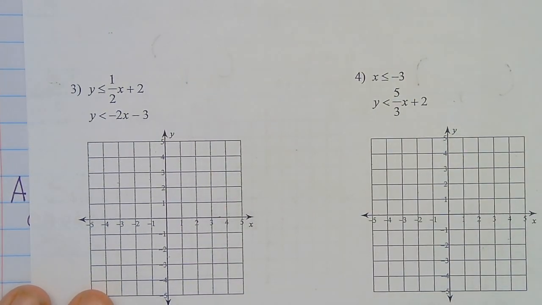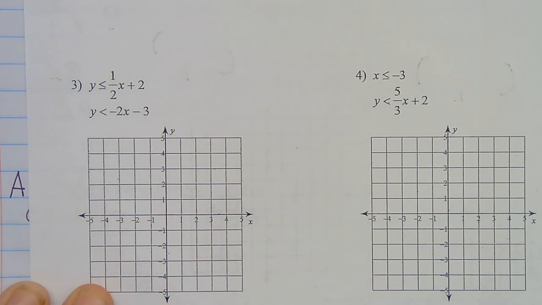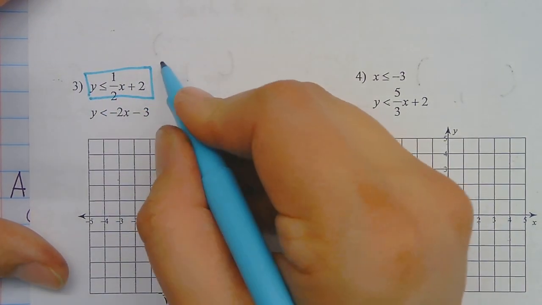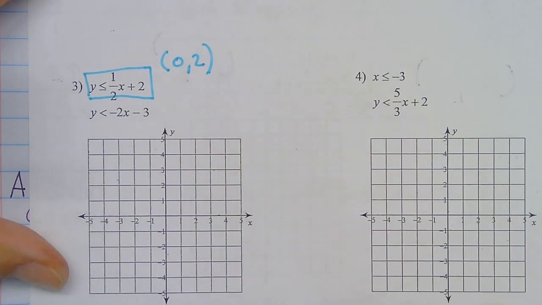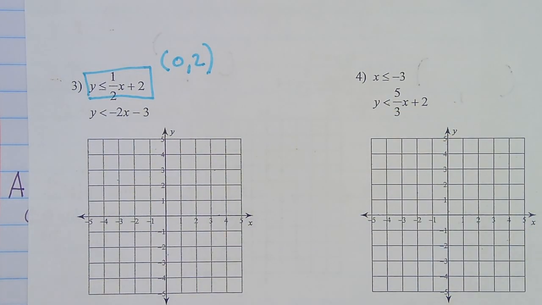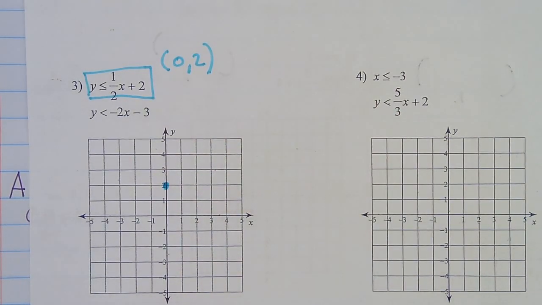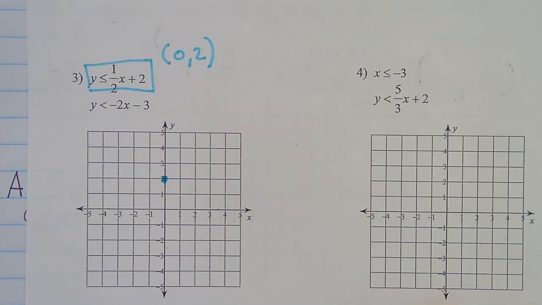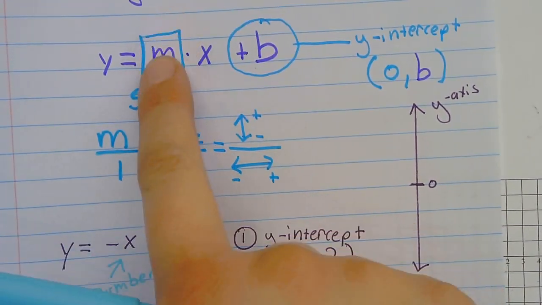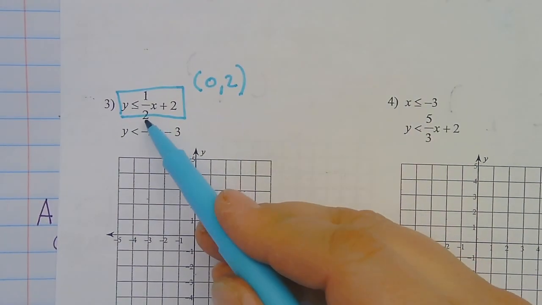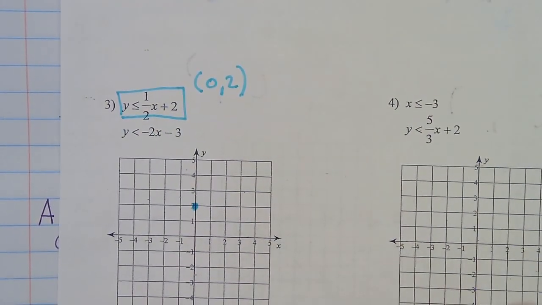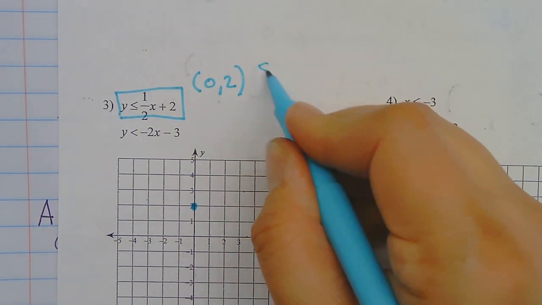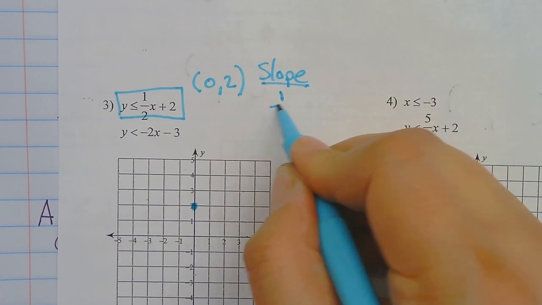So my intercept here is 0, 2. So even if it was an equal sign or a less than or a greater than sign, the process is still going to be the same. So I have 0, 2. What's my slope in this case? So if you look at your notes, it's the thing in front of x. So what's the thing in front of x? On number 3, it's going to be the positive one, but yes. So we're going to have our slope, which is 1 over 2.